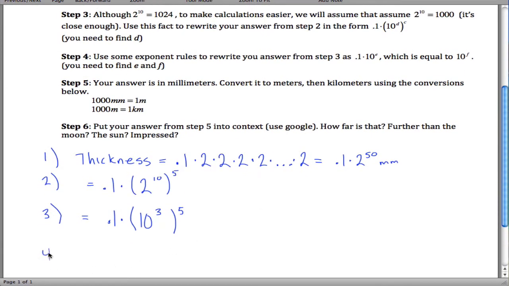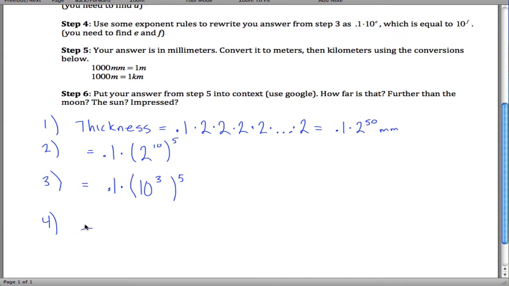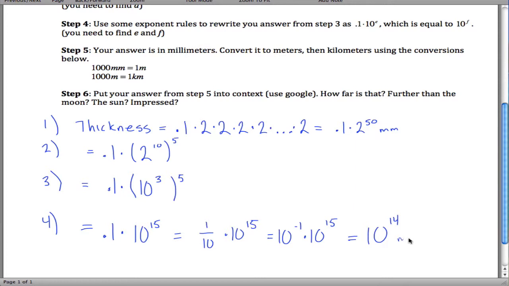In step 4, it says now use your exponent rules again. 10 to the 3rd to the 5th is just the same as 10 to the 15th, 3 times 5. And 0.1 is the same as 1/10. So 1 over 10 times 10 to the 15. In other words, it's 10 to the negative 1 times 10 to the 15, and that's just 10 to the 14. So my answer is my stack of paper is 10 to the 14th power millimeters thick.